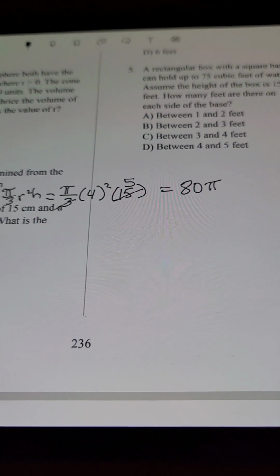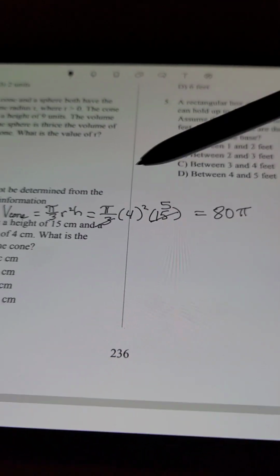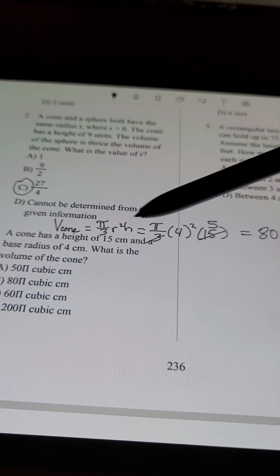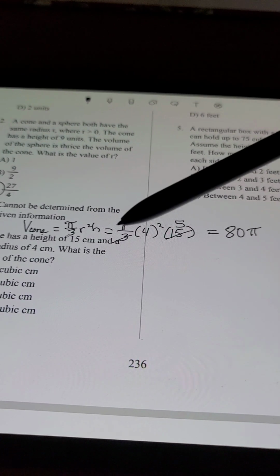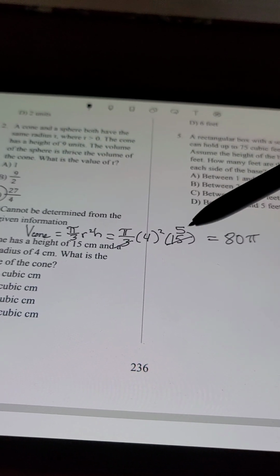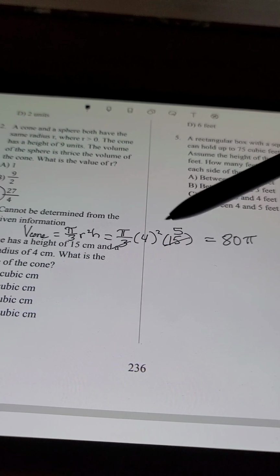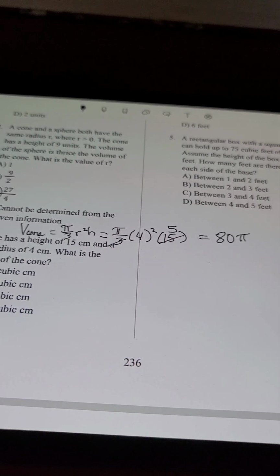And I keep forgetting to move over when I'm doing this. So all I did was I said, okay, I'm going to plug in what r and h are based on this problem. So the 4 went there, the 15 went there. And then I just said, okay, now I'm going to simplify by cross-canceling right here. So 3 goes into 3 one time. It goes into 15 5 times. So then it was just pi times 4 squared times 5, or pi times 4 squared is 16 times 5. And that gives you 80 pi.